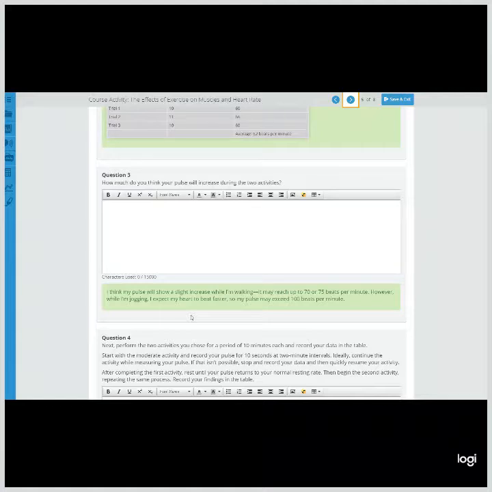You can write down whatever you think your heart rate's going to be for the two activities. So for example, I would probably say for walking, my heartbeat would probably increase to probably 80 to 120. If it's jogging, it's going to be 120 to maybe 140, depending on how hard I jog. That would be an acceptable answer.